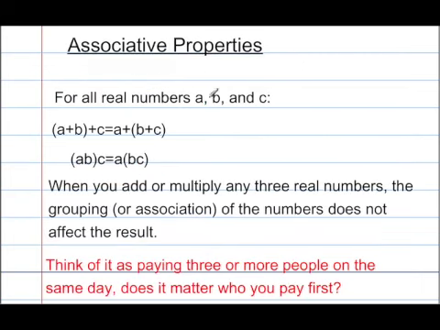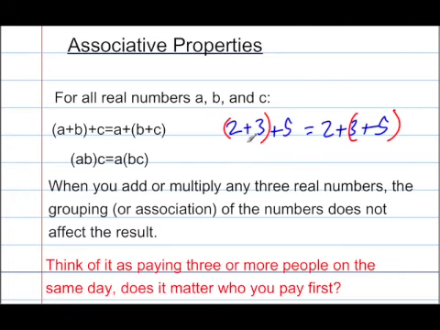Associative property. This is for all real numbers A, B, and C. So (A plus B) plus C is equal to A plus (B plus C). But what I add first, it doesn't matter. So if I say 2 plus 3 plus 5 and I pick what to add first, if I add the 2 and 3 first or if I add the 3 and 5 first, I should get the same answer.